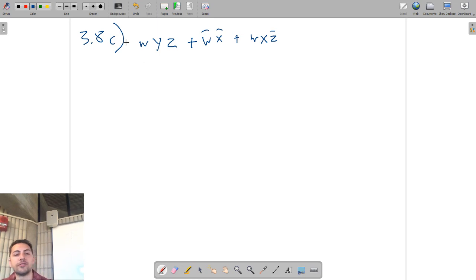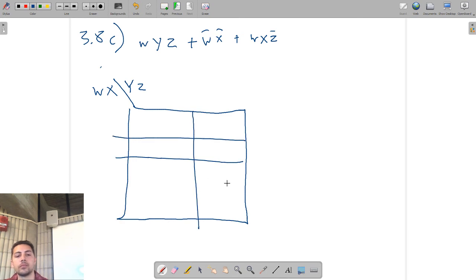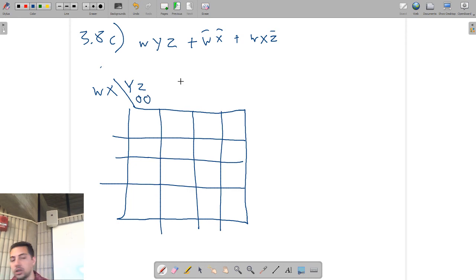There are 4 different literals. There's W, X, Y, Z. So here's my K-map. This isn't necessarily the only way to solve this problem, but what it asks us is to fill in the K-map based on this equation.